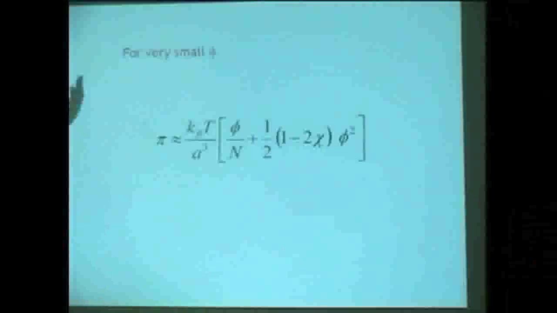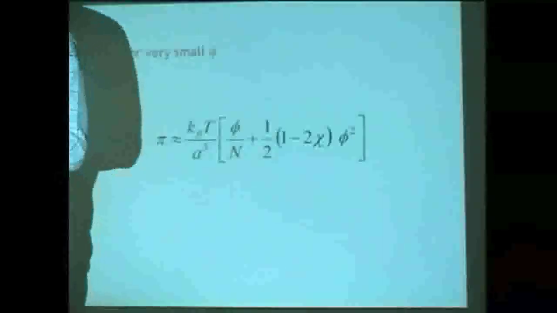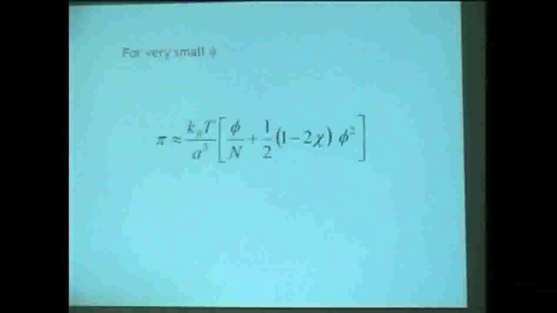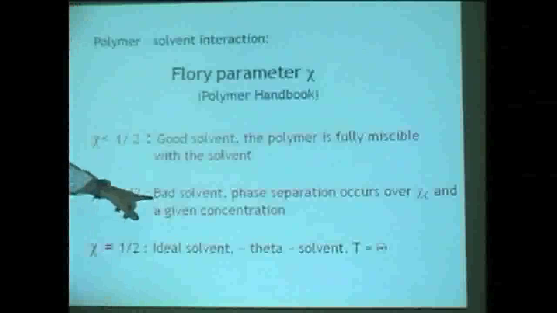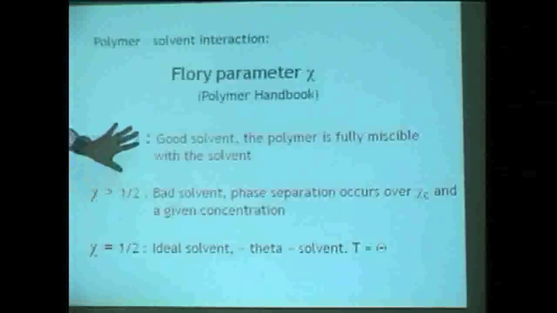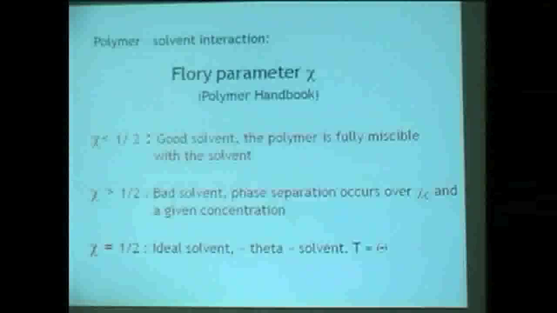So it means that if chi is larger than 1/2, we have attraction between the monomers. Of course, if you try to dissolve a polymer inside the solvent, and if you have attraction between the monomers, this is not a good situation to dissolve the polymer. The result is that you will not be able to dissolve the polymer. And this is why we call this the bad solvent situation. I will go back to this, but it means that over 1/2 you will have some phase separation problems, because you have an attraction between the monomers of the chain, so they want to stick together.